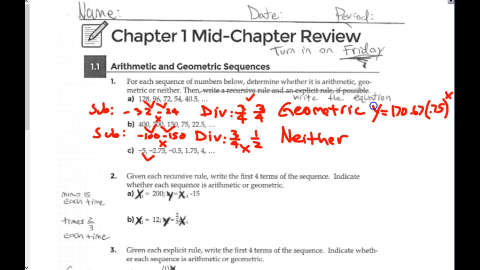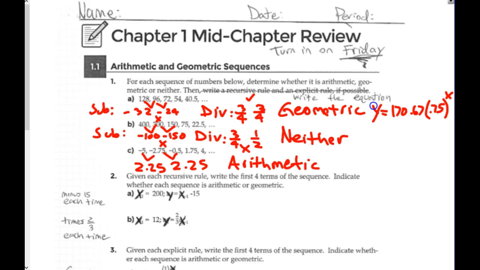Alright, let's try subtracting again. Negative 2.75 minus negative 5 is 2.25. Negative 0.5 minus negative 2.75. Look at that. When I subtract, I got the same difference. So it's a common difference, so that's going to be arithmetic.